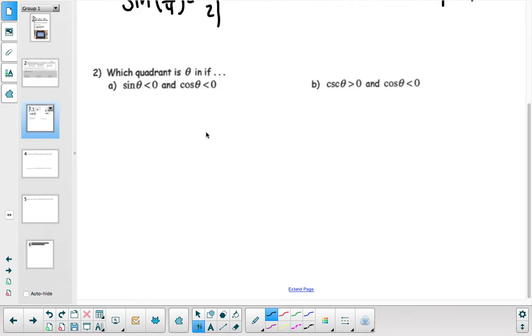Here we're going to be given a couple clues, and we're just trying to figure out what quadrant this coordinate is in, or what quadrant theta is in, given the fact that sine and cosine have certain values. Over here it's cosecant and cosine. Think about these as x and y instead of sine and cosine. Sine is y, cosine is x if we're talking on the unit circle, but the signs should match. So this is saying that y is less than 0 and cosine is less than 0. The only place that this is true is in quadrant 3.